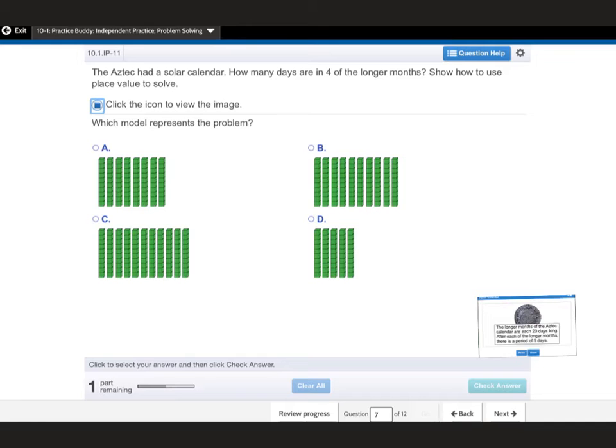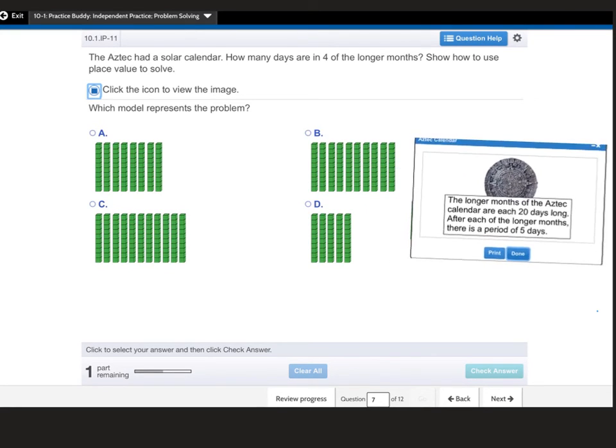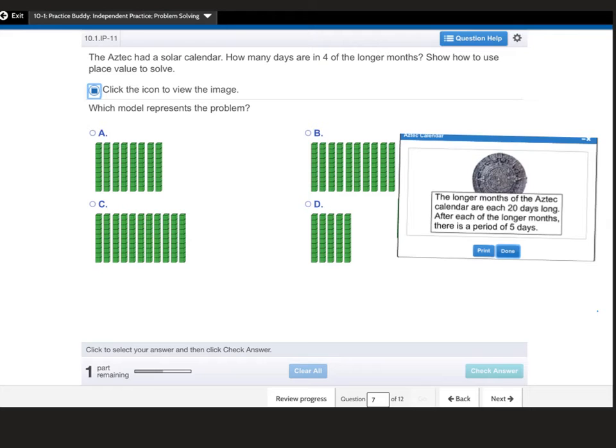Now let's take a look at another question. It says here, the Aztec had a solar calendar. How many days are in 4 of the longer months? Show how to use place value to solve. So then it says, click this icon to view the image. When you click that icon, this little image pops up right here, and it says, the longer months of the Aztec calendar are each 20 days long. After each of the longer months, there is a period of 5 days.